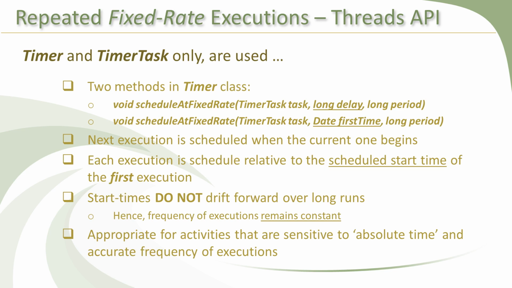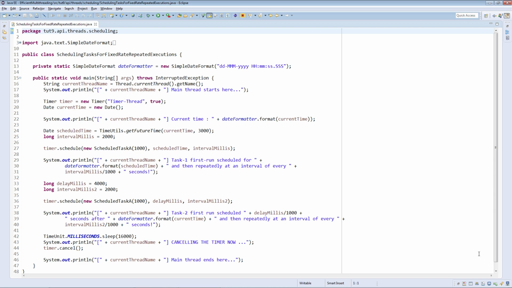Coding time. As the code is exactly the same as the repeated fixed delay executions, I have just copied that class to create this one. The only changes that we need to make here are in the names of the scheduling methods. Here we have to use the scheduleAtFixedRate methods instead of schedule methods.